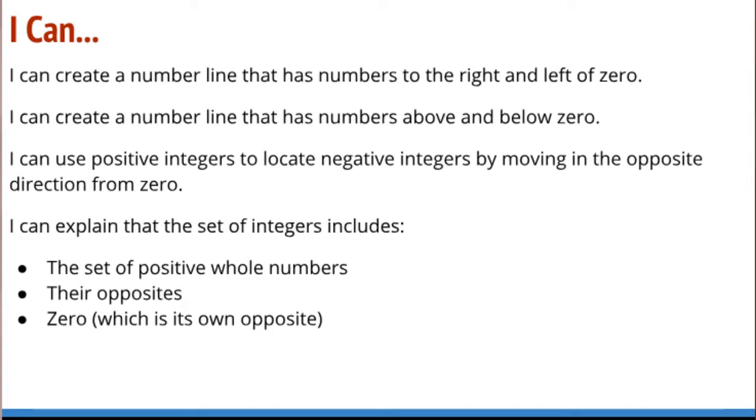All right, I can statements. I can create a number line that has numbers to the right and left of 0. I can create a number line that has numbers above and below 0. I can use positive integers to locate negative integers by moving in the opposite direction from 0. And obviously we're going to have to learn what integers are. I can explain that the set of integers includes the set of positive whole numbers, their opposites, and 0, which is its own opposite.